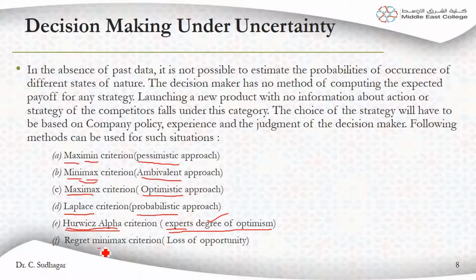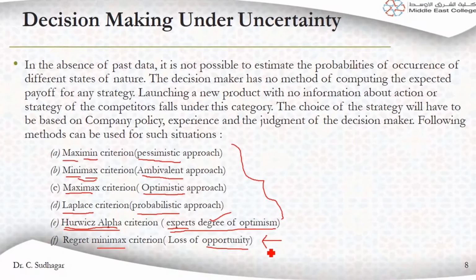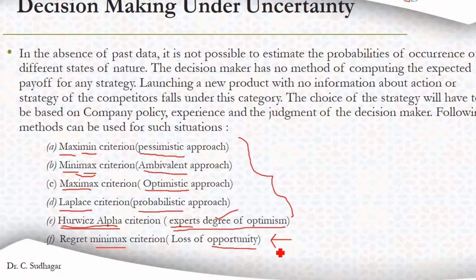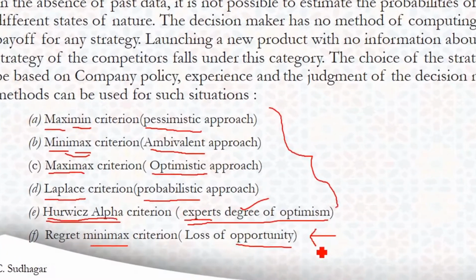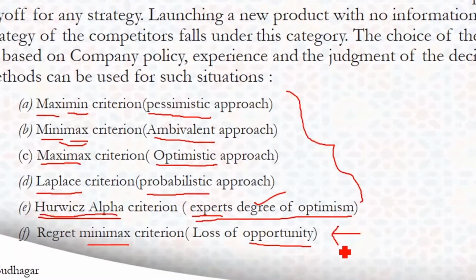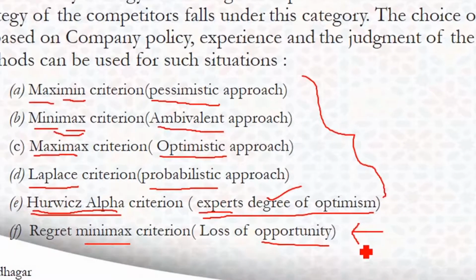The regret minimax criterion is the other way around. How to make our loss minimum. All these approaches are talking about how we can make the profit more, but this is the other way around. If you are making the loss less, so you are minimizing your loss, that will give the chance that your profit will be more. So both of these things are giving a good decision for us.